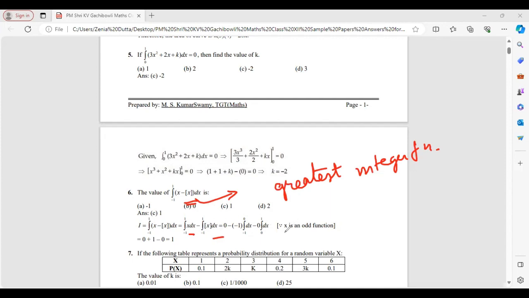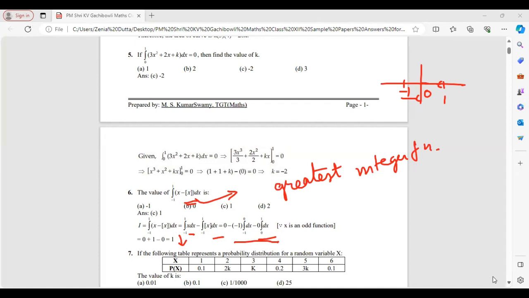So, if we look at the function, we have minus 1, we have 0, we have 1. Now, when it is 0 to 1, the greatest integer function falls on 0. And when it is minus 1 to 0, it falls on minus 1. So, accordingly, we'll use that, and the integral from minus 1 to 0 of dx will be minus 1, and obviously the integral from 0 to 1 of dx becomes 0. So, using that, we find out the answer to be 1.